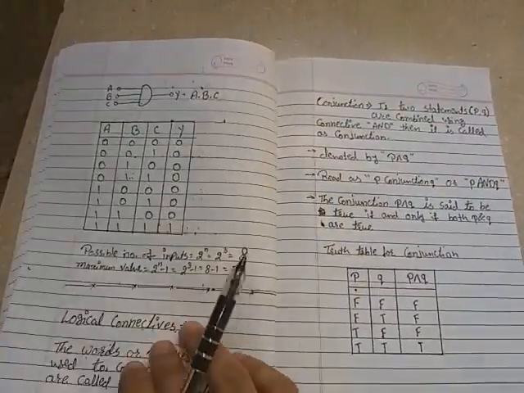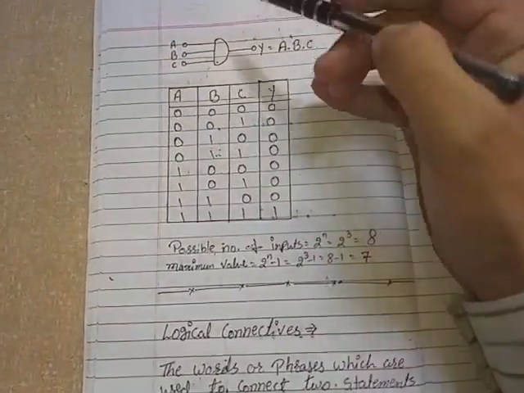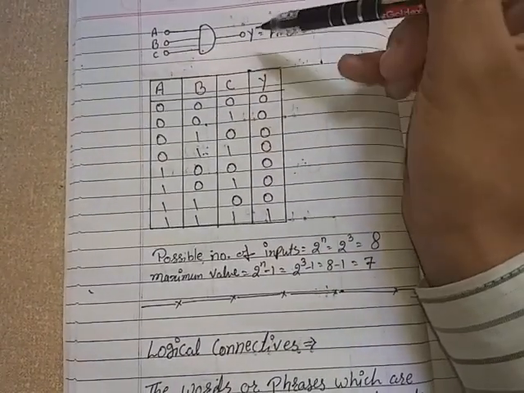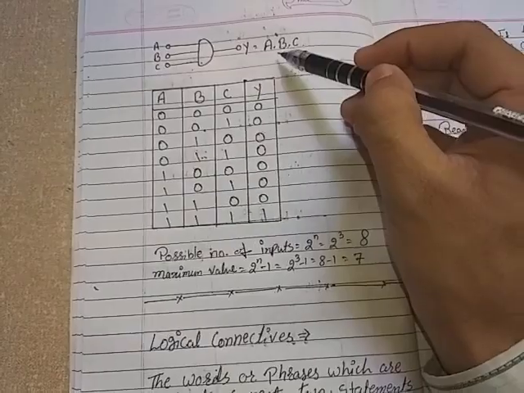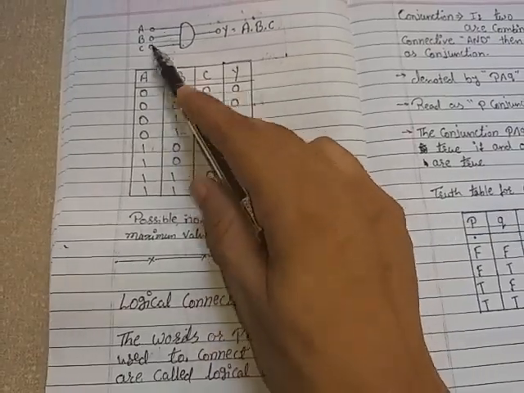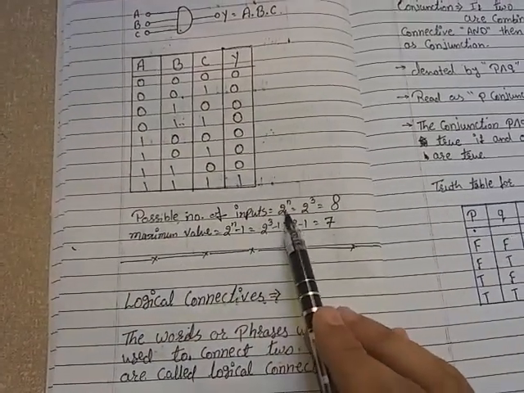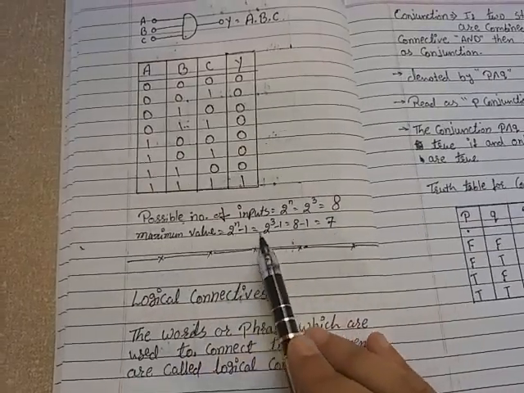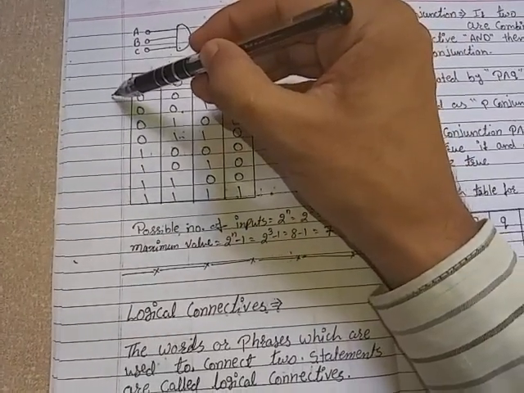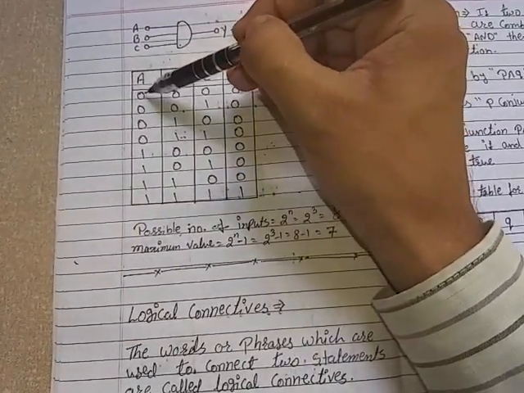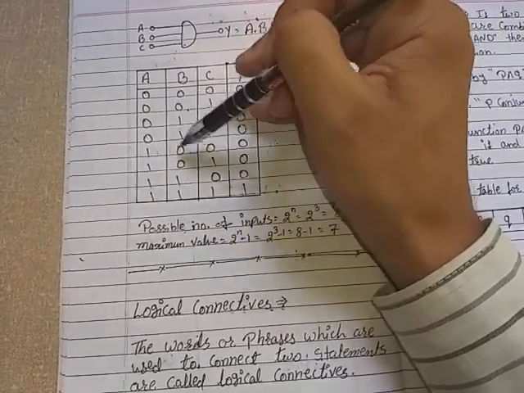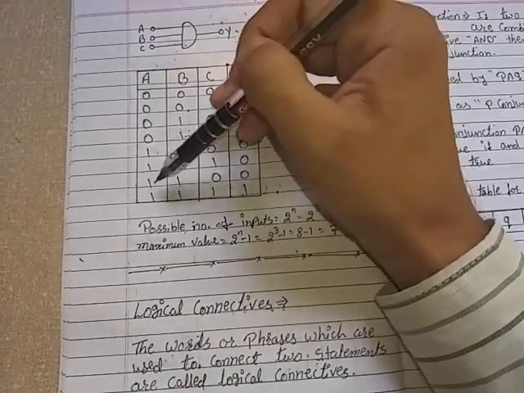Now let's see what happens if we have three inputs in AND gate. Here are three terminals A, B, C, from which we have taken three inputs, and our output will be A dot B dot C. Now in this case, we have three inputs. So the possible number of inputs is 2 raised to the power n, that is 8, and the maximum value will be 2 raised to the power n minus 1, that is 8 minus 1, 7. So we will write decimal 0 to 7. So here it is 0, 1, 2, 3, 4, 5, 6 and 7.